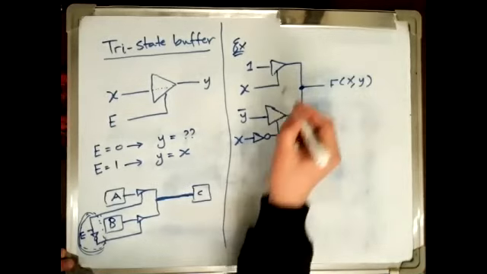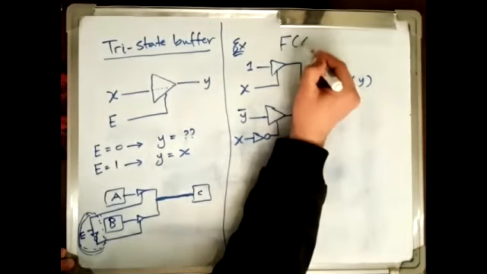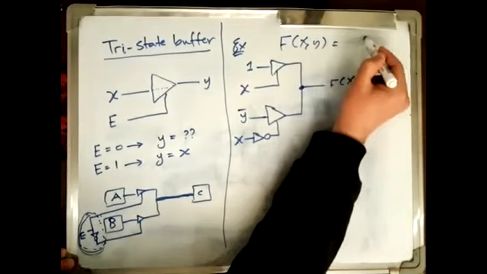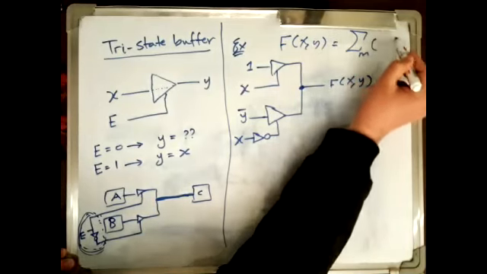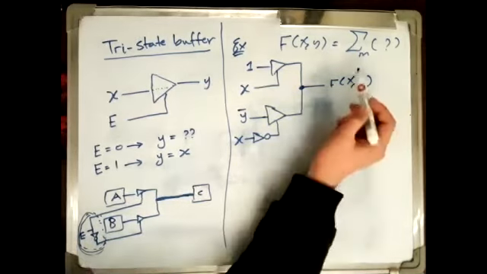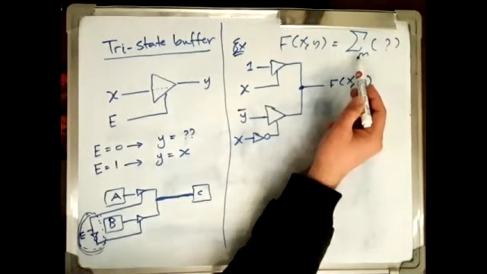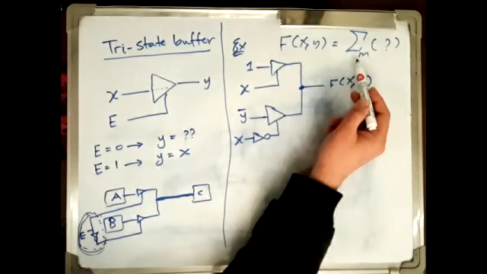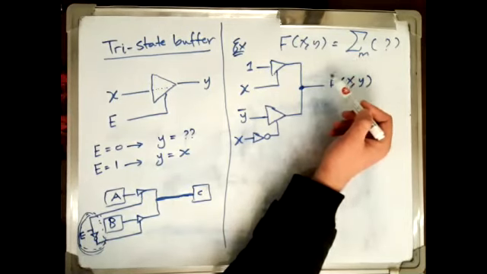So now the question: what is F of X, Y, let's say, as a sum of minterms? I am giving you the circuit and you are required to tell me what the minterms are. And this is called analysis. You want to analyze this circuit in order to determine the expression of the logic function in some form. In this case, we are asking for the sum of minterms. So how to do that?